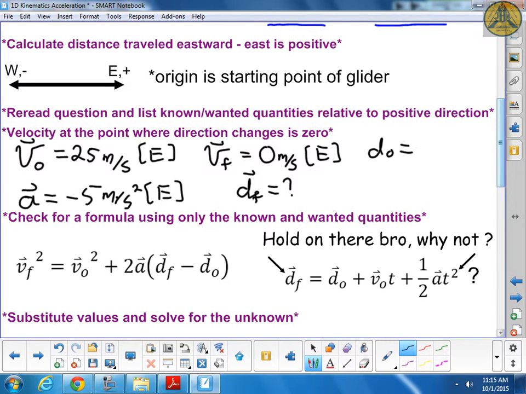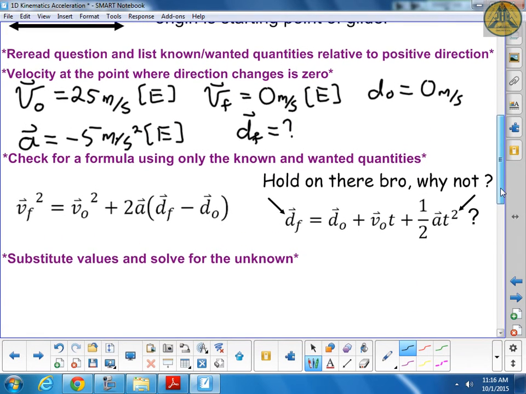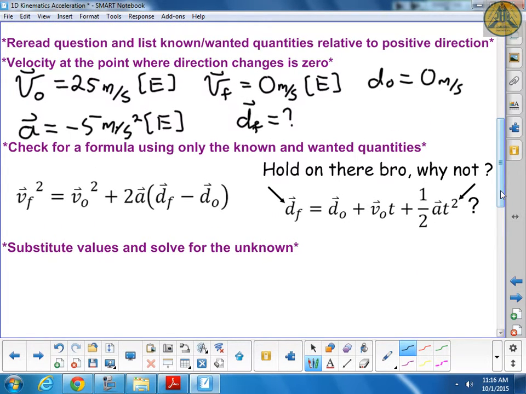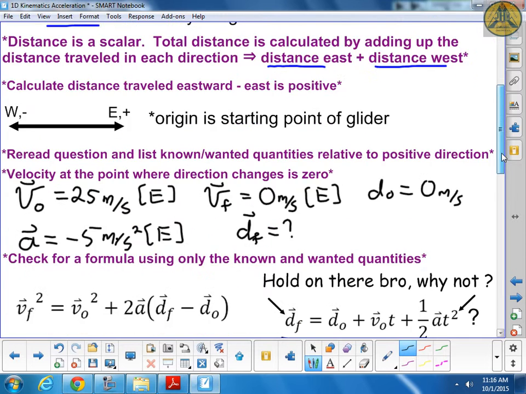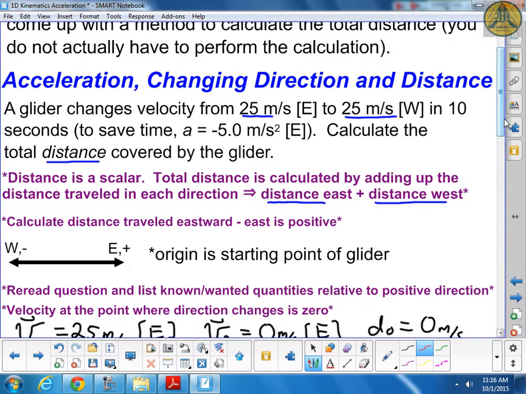Okay. So you start looking at your formulas again. The one we've been using most of the time solving for final position is this one. Right? Initial position plus velocity times time plus 1/2 at squared. A lot of mistakes happen by using this one first. Why can't we use that one first? What's missing? Look at what you know. We don't have time. When you read the question, you might think that you have time. It says 10 seconds. But that's not the time to go from 25 to 0. That's the time to go from 25 east to 25 west. So we don't know the time.